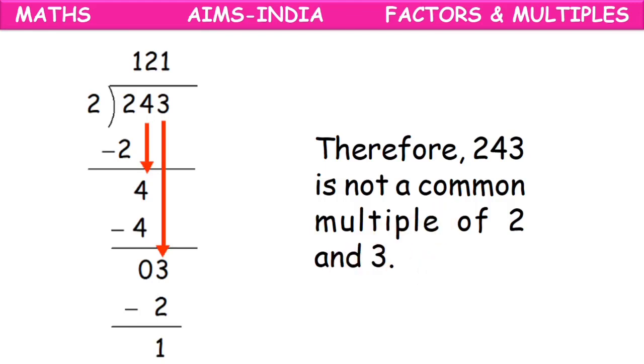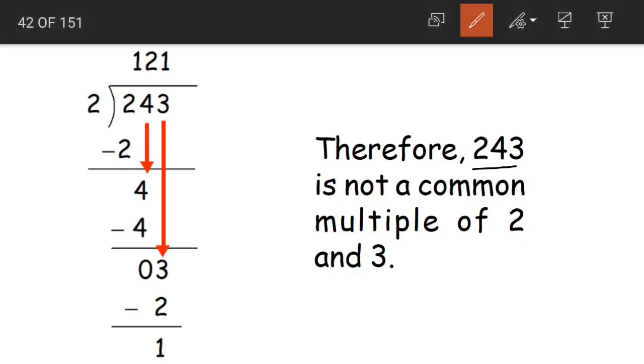Okay children, if we apply the divisibility rule here, 243 is not divisible by 2 as it is having 0 in the ones place. Yes, as it is not divisible by 2, we can directly say that it is not a common multiple of both 2 and 3. Yes, it should be divisible by both the given numbers, children. If it is not divisible by either of the numbers, then we can directly say that it is not a common multiple of the given numbers.